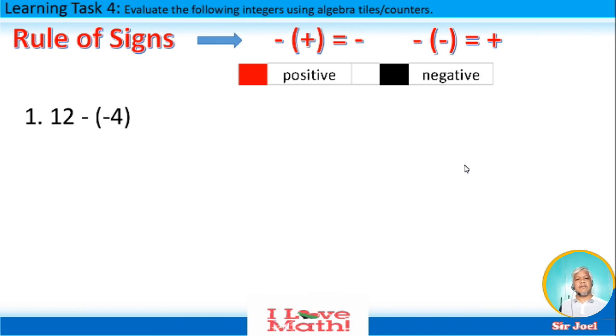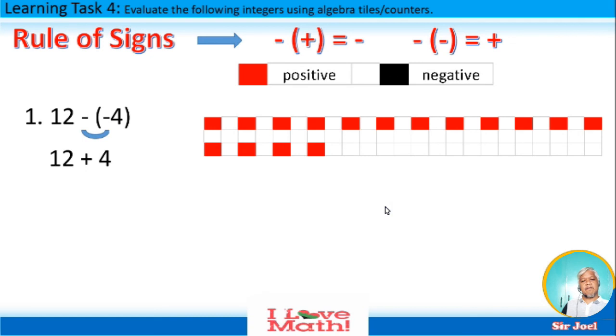Learning task number 4. Evaluate the following integers using algebra tiles or counters. Dito ay salita na ang minus and plus. Tingnan natin kung may apply pa rin yung natutunan kanina. So, 12 minus negative 4. So, minus negative 4. Sabi natin, pag minus negative, magiging positive or plus. Kaya ang tanong, 12 plus 4. Dahil dito, gawa ka ng 12 red, dahil positive 12, and another 4 red squares, gawa ng positive 4. Walang black involved, kaya walang makakancel.